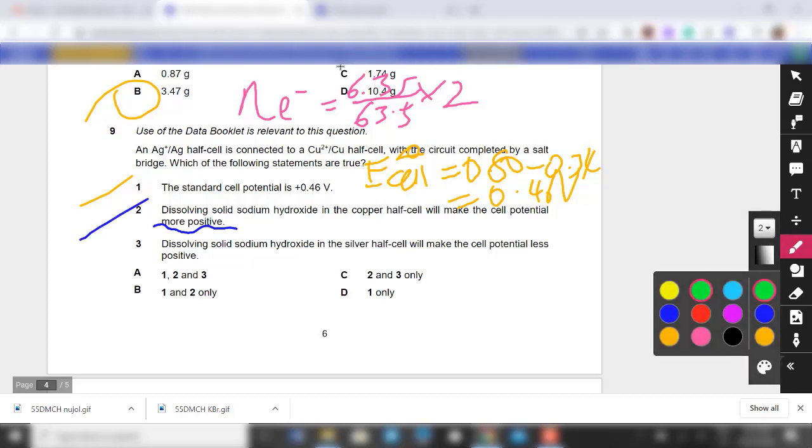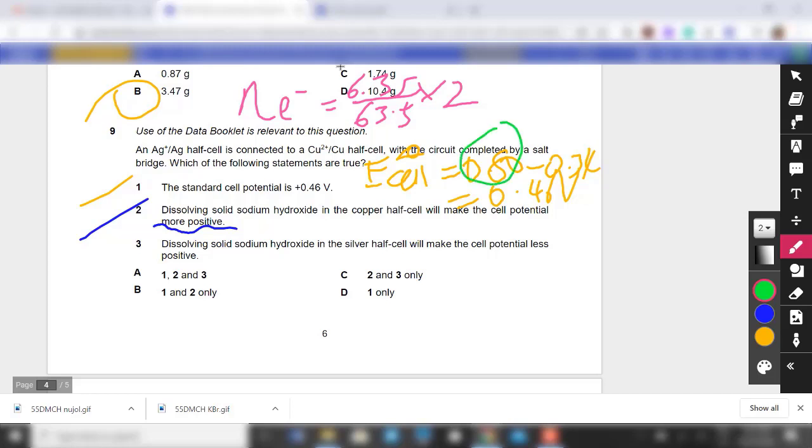The final option we're looking at is dissolving sodium hydroxide in the silver half cell. Same story: in this half cell, the position of equilibrium of silver plus to silver shifts to the left, and the reduction potential becomes less positive. So a less positive value minus a fixed value gives you a less positive cell potential. Let's check it carefully. Less positive, so the third option ticks as well. In that case, I will pick all the options, which is option A.